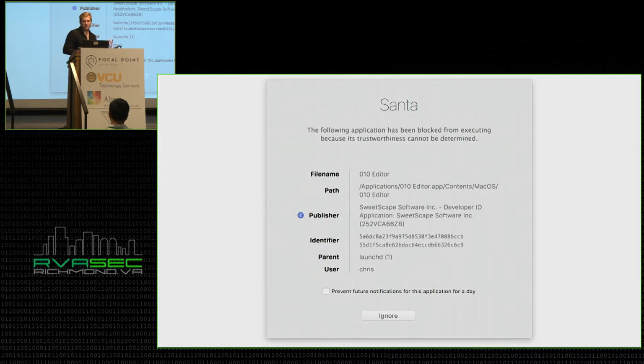That pop-up contains pretty much all the information that our upstream systems will receive about the blocked application execution. So it has things like the file name, the path, that whole signature signing chain, the hashes of the certificates, and the binary itself.